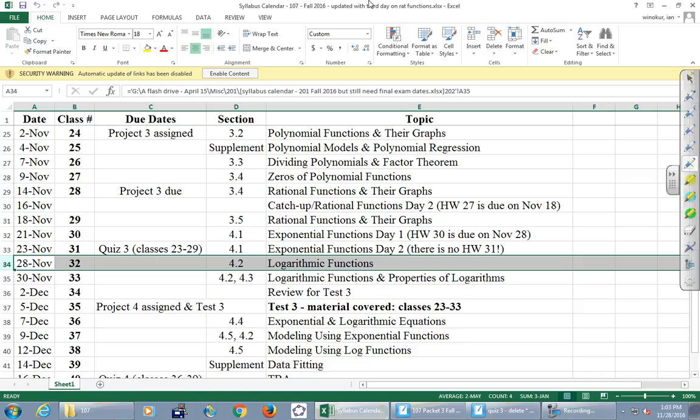Today is our 32nd class. We are going to talk about logarithmic functions. This is a brand new category of functions that we have not discussed at all this semester. It's possible some of you have never seen them before, but maybe some of you have seen them and it's a little bit fuzzy. But we're going to jump in as if we have no prior experience on log functions.